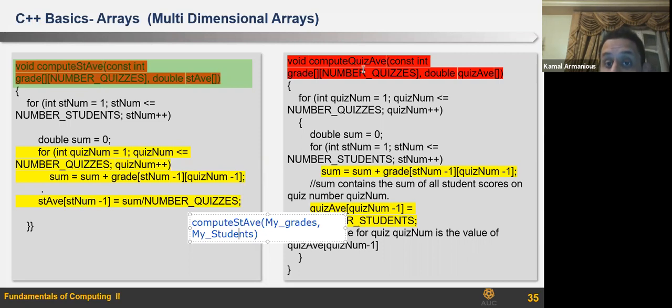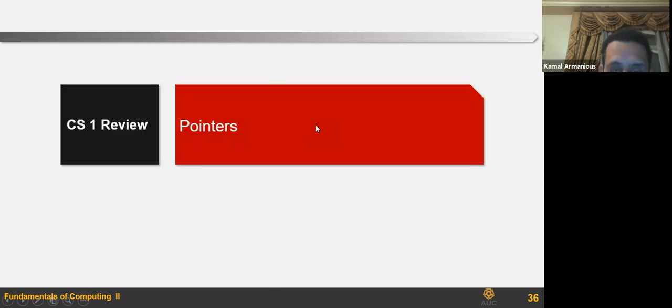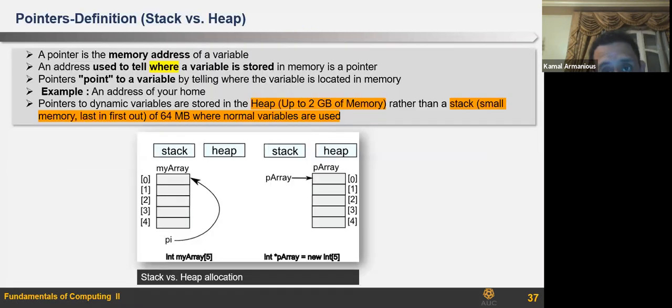If I want to compute the quiz average, what do I do? The outer loop is for the quizzes and the inner loop is for the students, the vice versa. So try to read this example.